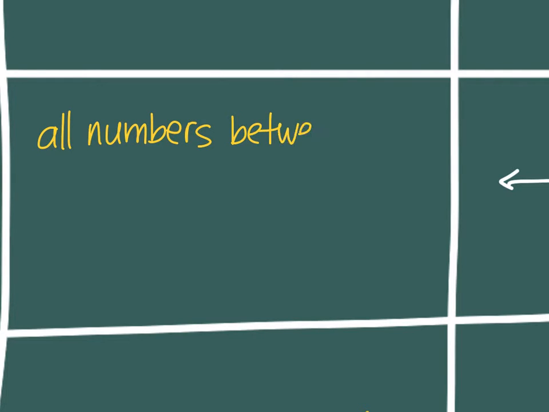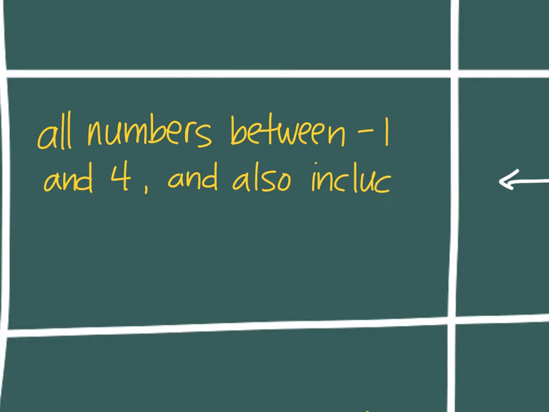So this is where I get to zoom in and write really small. Something like this: all numbers between -1 and 4, always list the smaller number first, and also including 4. By virtue of the fact that you did not reference including -1, then you would know that it would not be including that. So that's how you would explain that in words.